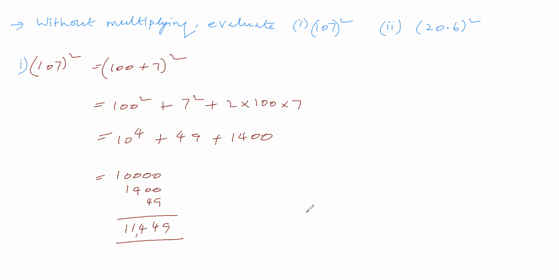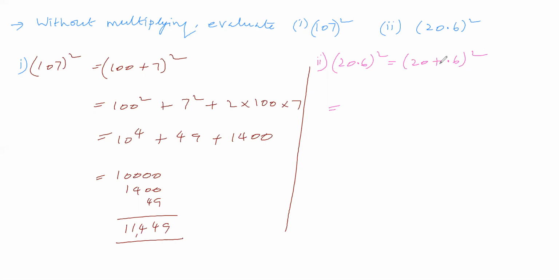So next we will go for 20.6. 20.6 whole square, we will write it as 20 whole square plus 0.6 whole square. We have committed a mistake here. So how to write it: 20 plus 0.6 whole square.